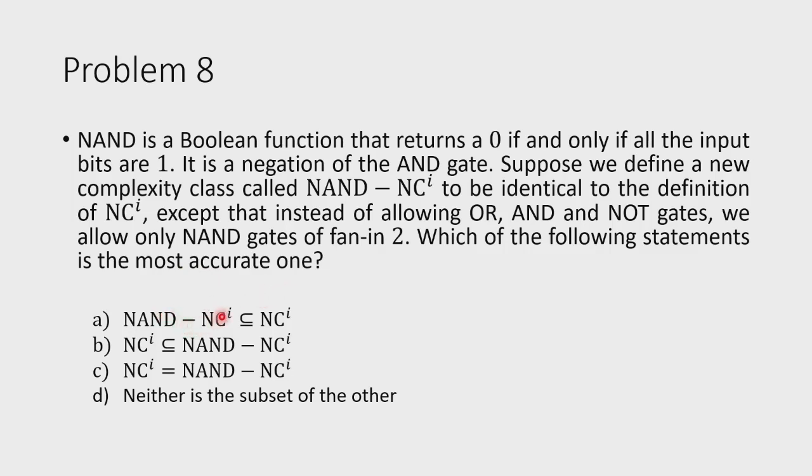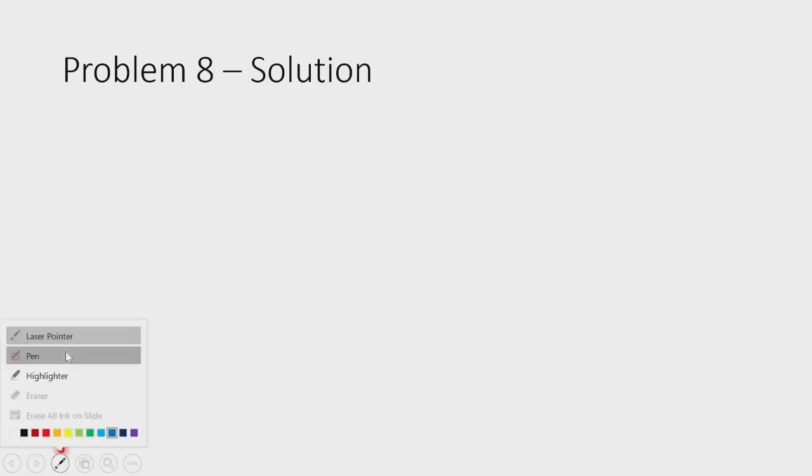NAND-NC^i is contained in NC^i. NC^i is contained in NAND-NC^i. NC^i and NAND-NC^i are exactly the same. Neither is a subset of the other. So what's the answer to this one? I think C. Yes, C is correct. So let's do it in 2 claims.